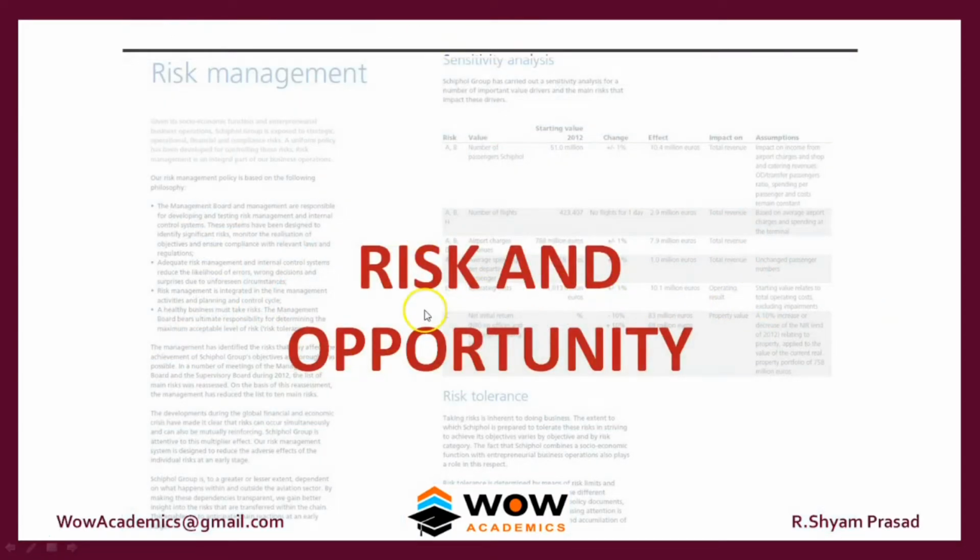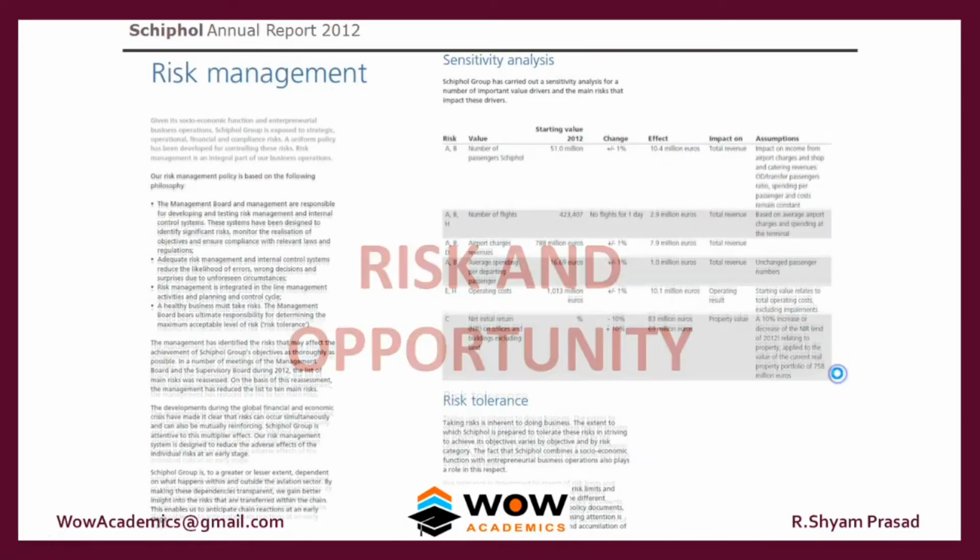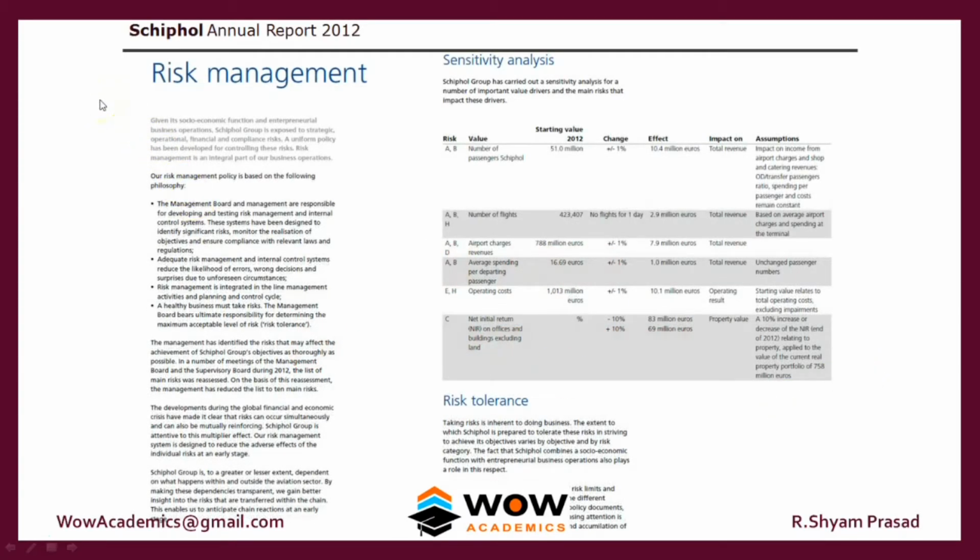The next one is risk and opportunity. So a company has to have a risk management process. This company seems to have a proper risk management process. They tell what their risk management philosophy is. It moves around the management board and then to an adequate risk management and internal control system.